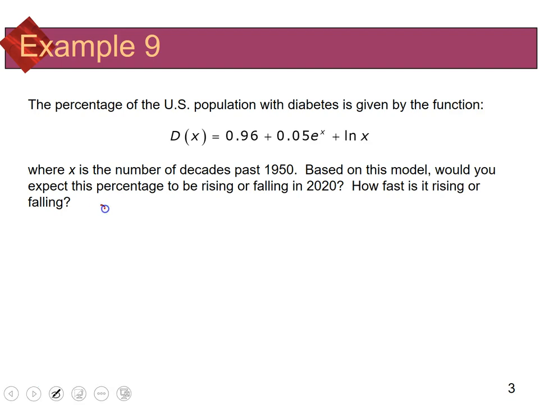Since we're talking about the year 2020, I'm going to need an x value eventually. Well, that's 70 years past 1950, or 7 decades. And since x is the number of decades, that means x is going to be 7. But I do need to calculate a rate of change, so I'm going to calculate D prime of x.